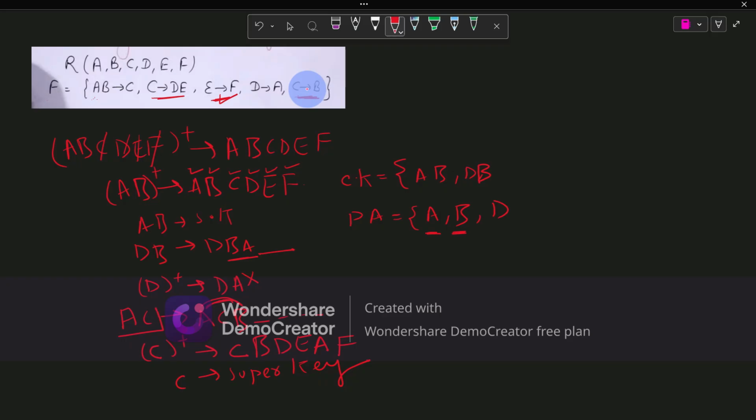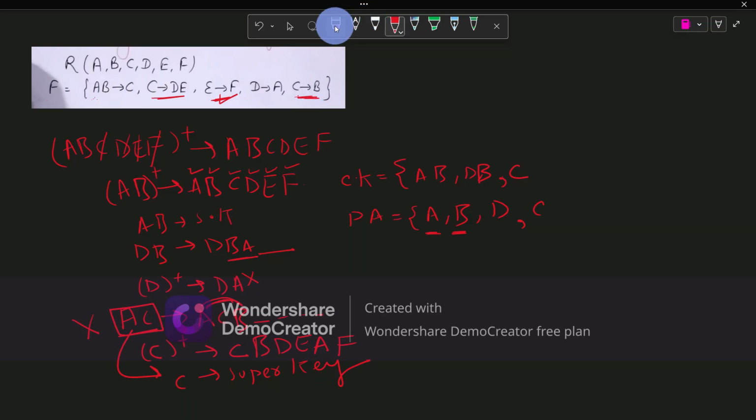Therefore, this AC is not a candidate key because it is not a minimal super key. The minimal super key is C. Therefore, C is also a candidate key and it's also a prime attribute. Let's see if these prime attributes are present on the right hand side of the functional dependencies. We have already replaced A and B. Let's see if D is present on the right hand side. Yes, we can see D is present on the right hand side.